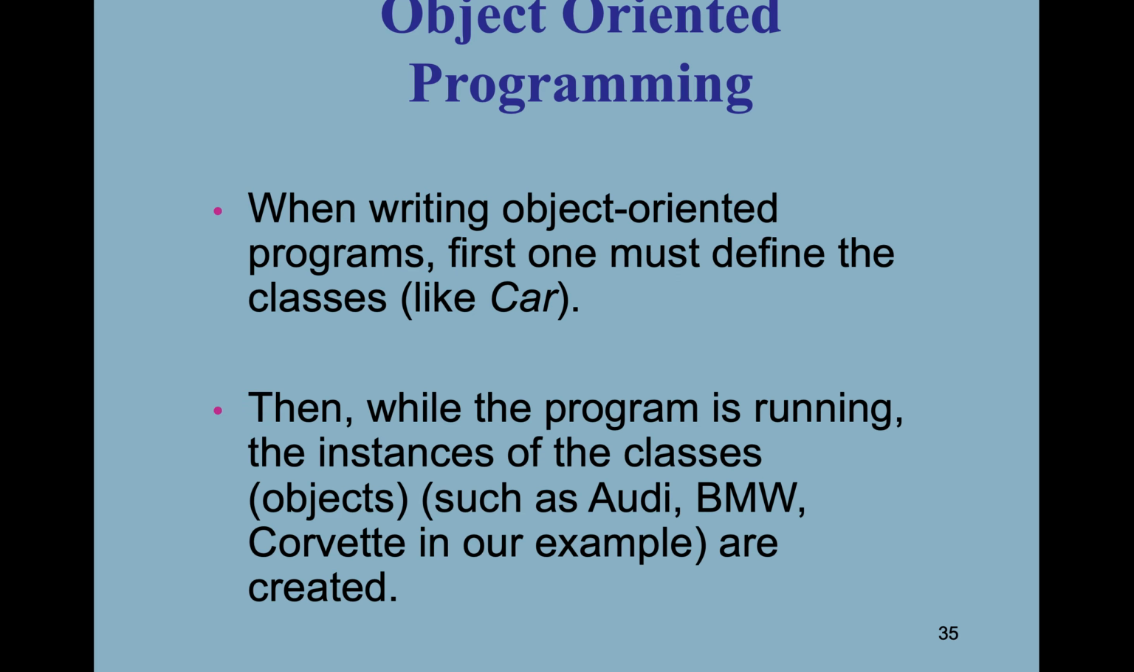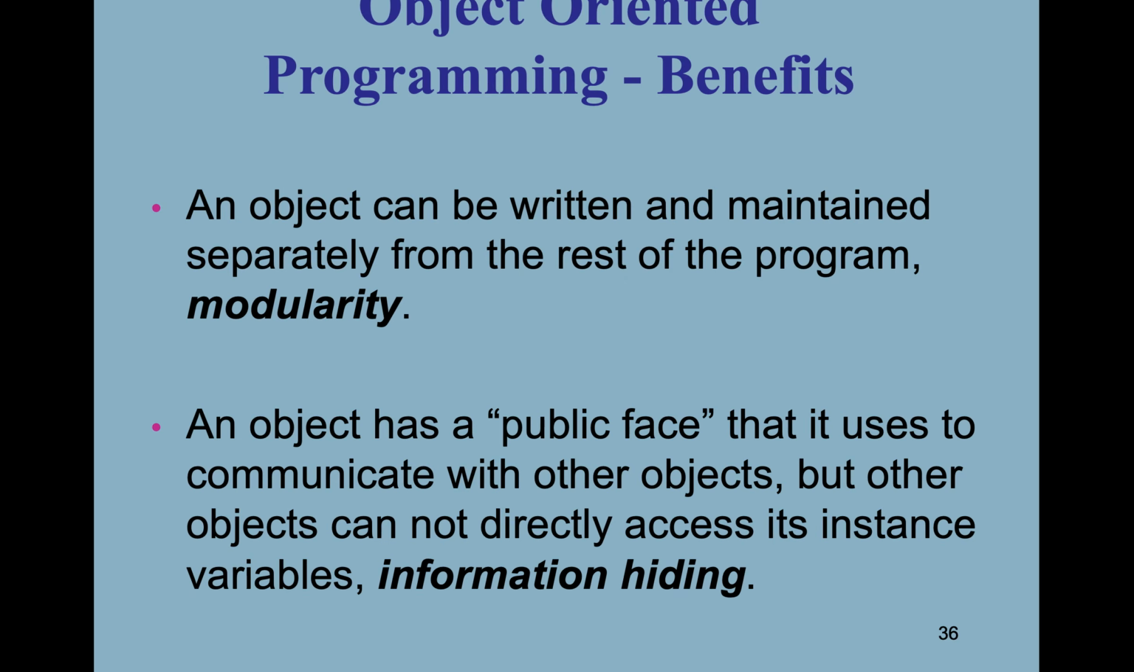All right, so when we write object-oriented programs, first we must define the class like car, and then when the program is running, we have instances of it, objects that are created after that. So object orientation in general, the benefit of it is that it allows us to create modularity in our programs. And so an object has a public face to it that it uses to communicate with other objects. But other objects cannot directly access its instance variables. That's what's called information hiding.